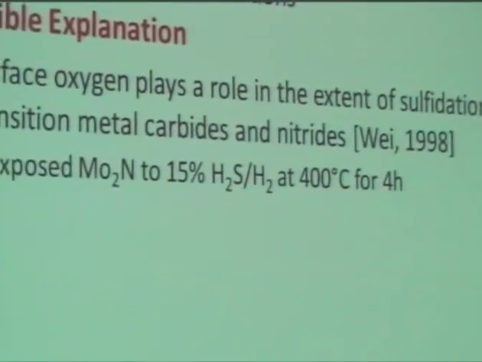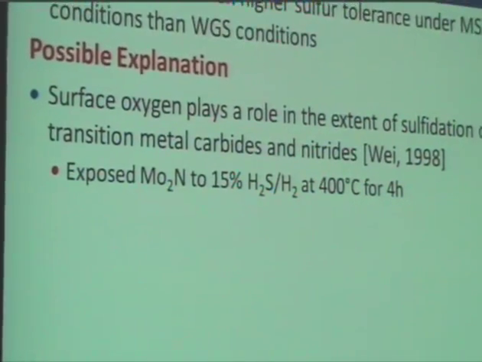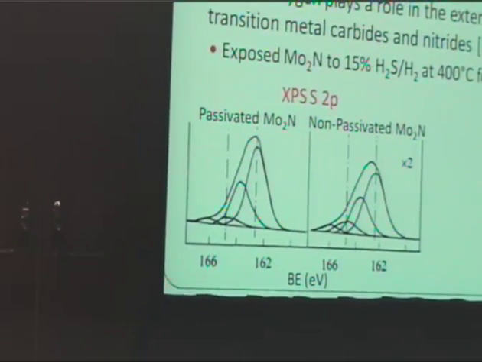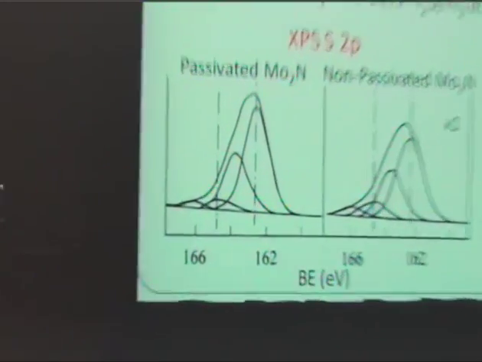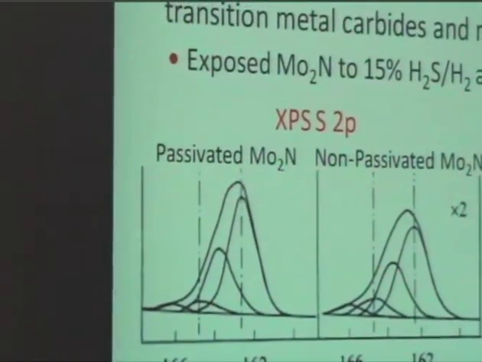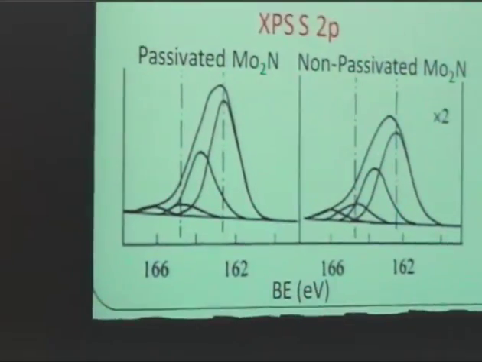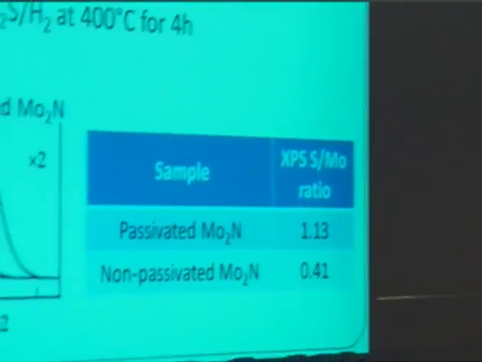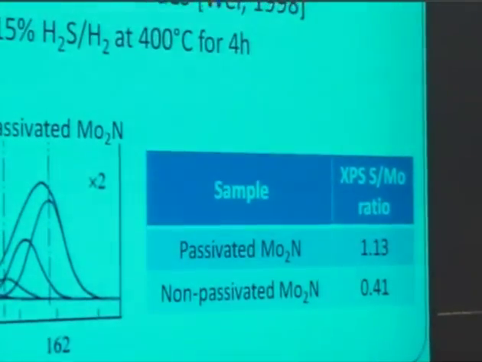They exposed molybdenum nitride to H2S and hydrogen at 400 degrees C. And what they saw was that the sulfur 2p signal from these sulfided materials was much higher when the material was passivated, so has oxygen on the surface, versus when the material is not passivated, so presumably very little oxygen on the surface. And this is further shown by their XPS sulfur to molybdenum ratios. So there's a much higher sulfur to molybdenum ratio on the passivated material than on the pre-treated or non-passivated material. So oxygen seems to play a role in how extensively these materials are sulfided.